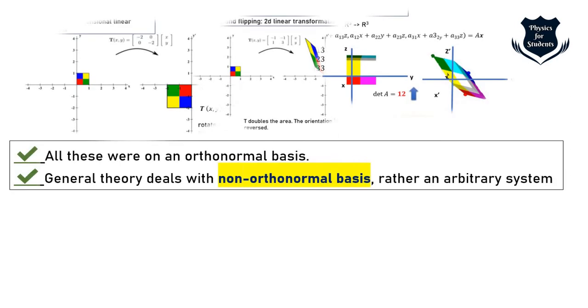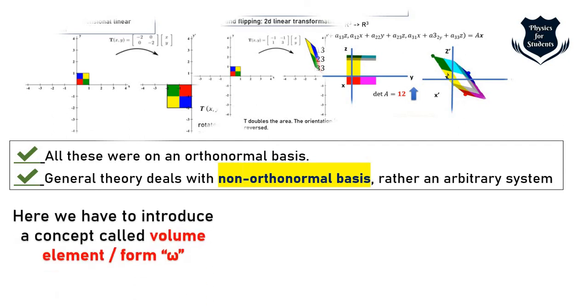Notice all those things right on the top of the screen. All these changes, like the 1D, then the flipping of the parallelogram into 2 dimensions, then the cube becoming a parallelepiped, increasing the determinant by 12. All these were on an orthonormal basis. But because the general theory of relativity deals with a non-orthonormal basis, and rather I would say any kind of arbitrary system, this particular system of linear transformation would not work at all, because the general theory, as I have discussed in the earlier video, doesn't even deal with any coordinate system. It just takes any arbitrary value.